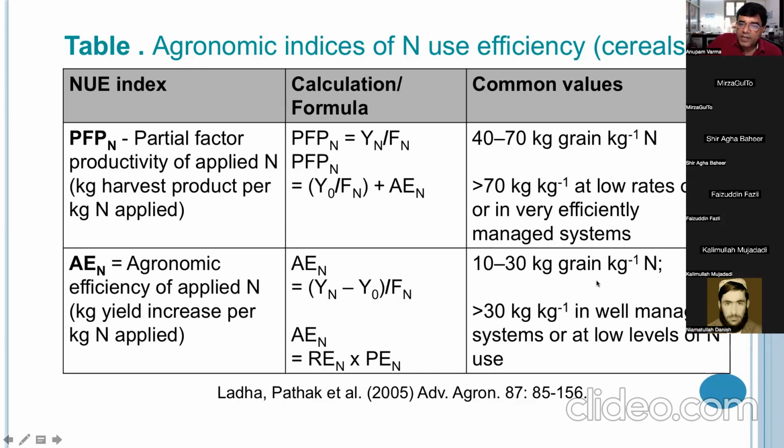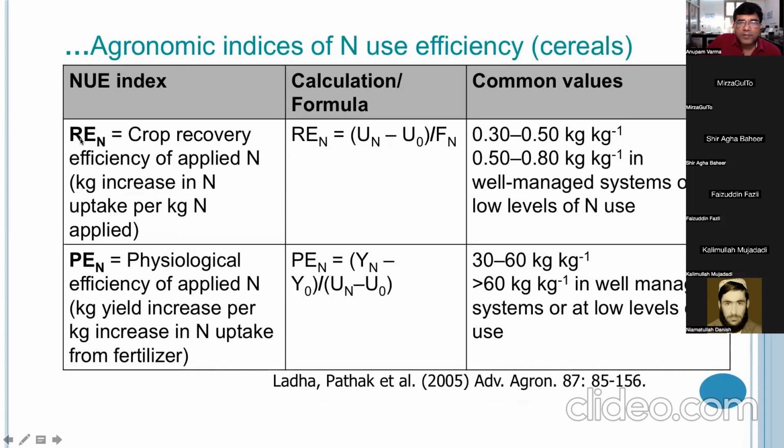So here the value of AN can range from 10 to 30 kg grain per kg nitrogen. 10 to 30 kg grain increase. Remember, it is increase per kg nitrogen. So here you can see this is agronomic efficiency of nitrogen. And the data here is given for cereal crops, rice, wheat, and maize. This data pertains to cereal crops, mainly rice and wheat. So you can get more than 30 kg agronomic efficiency of applied nitrogen if you have good management practices. Is it okay to everyone?